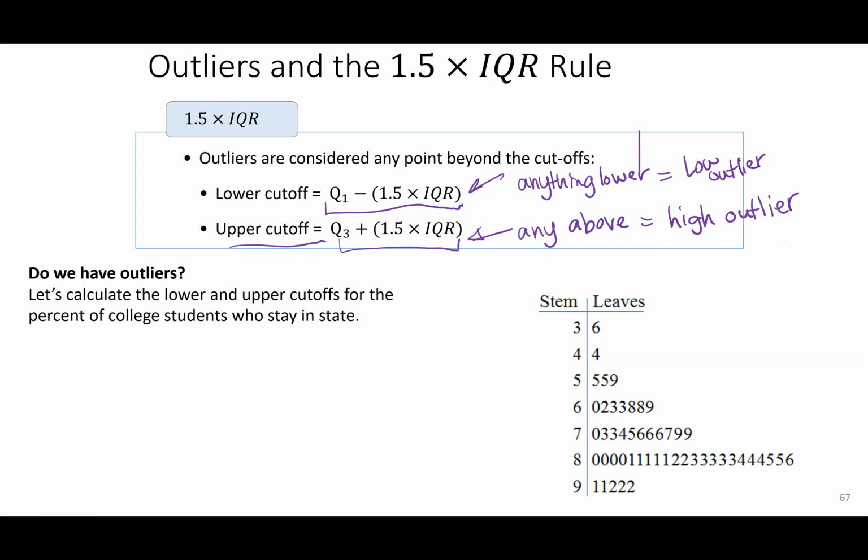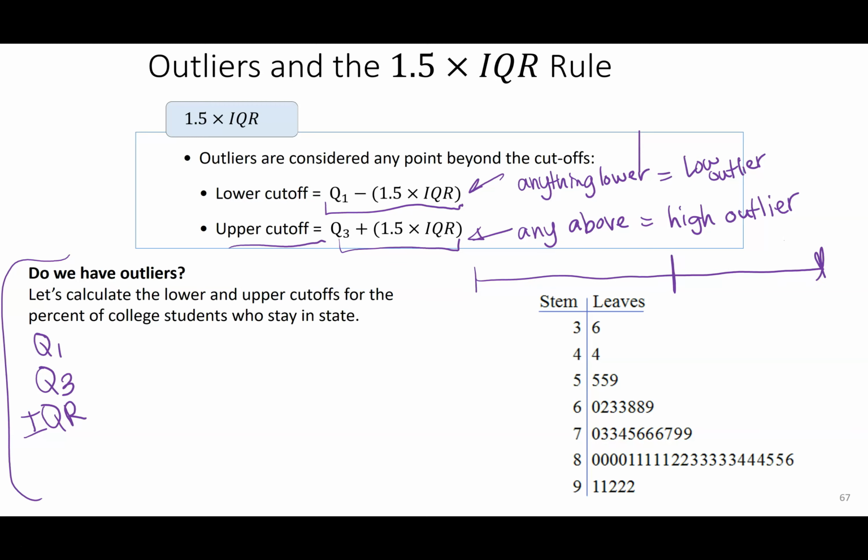So we're looking at that data set of students' percent that stay in state their first year of college. There are 50 observations in here, which is a lot. And we're going to try and calculate our cutoffs to find out if we have outliers in this data set. So things that we'll need: we'll need Q1, we'll need Q3, and we'll need an IQR. We need all three of these things to find the cutoffs.